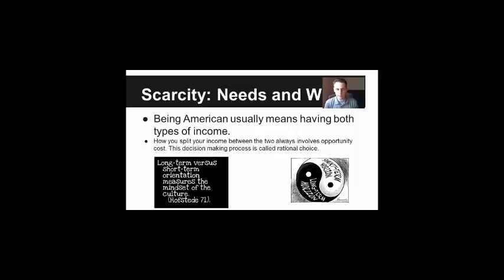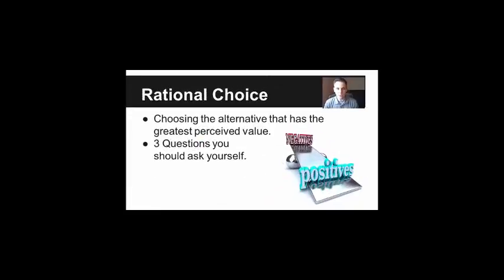So that decision-making process about what is a need and what is a want, what do I spend my disposable income on, what do I spend my discretionary income on, that decision-making process is called rational choice. Rational choice is choosing an alternative that has the greatest perceived value. Everybody does this. You may not think in your mind, I'm going to make a rational choice right now, but you probably are. And if you're not, then you're probably not making wise decisions. The only way to make wise decisions is to engage in rational choice.